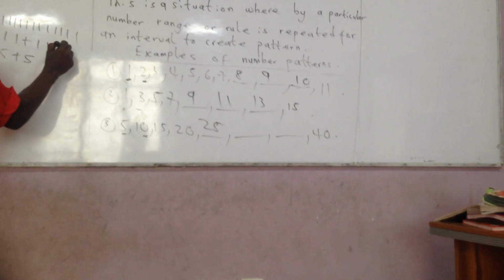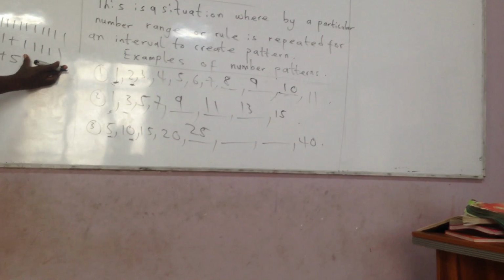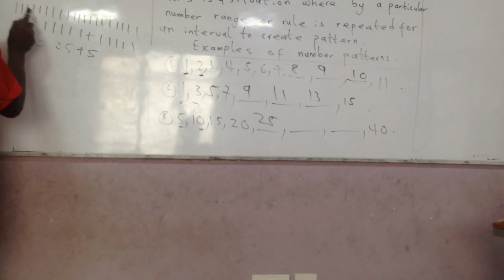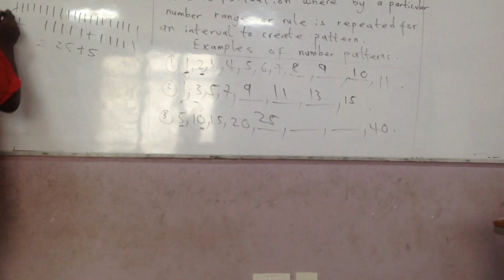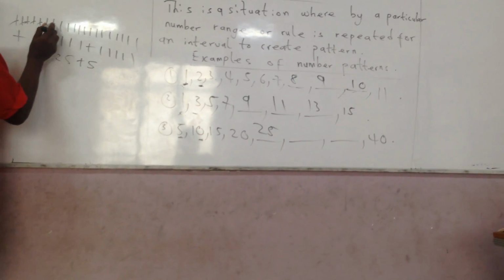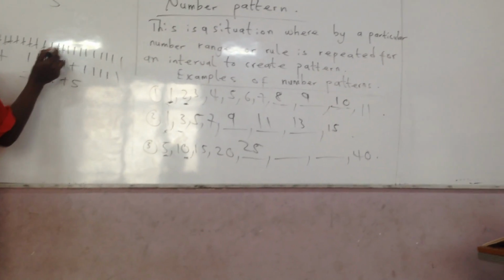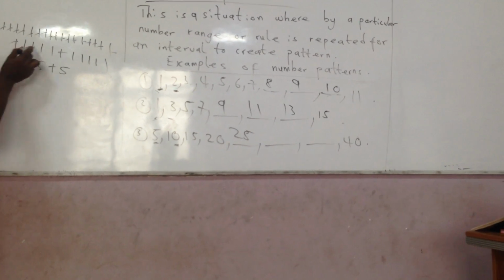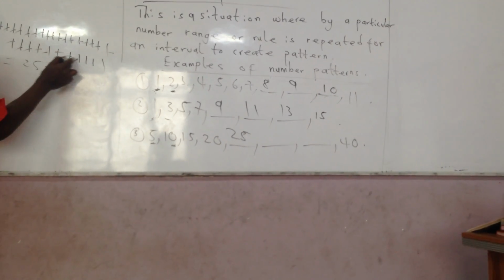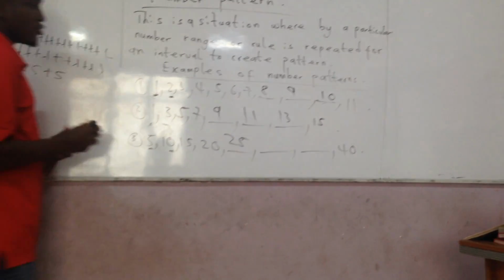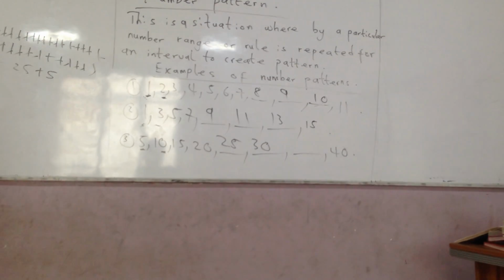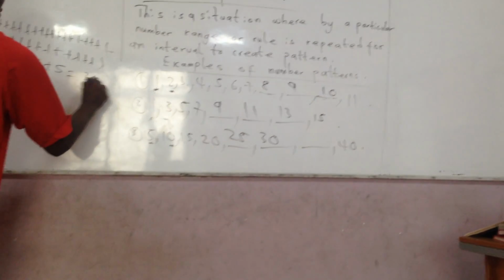Let's add 5 to it: 1, 2, 3, 4, 5. Because when we calculated it, we had 25, so we have added the 5 to it. Let's count all together: 1, 2, 3, 4, 5, 6, up to 19, 20, 21, 22, 23, 24, 25, 26, 27, 28, 29, 30. So this one is equal to 30.